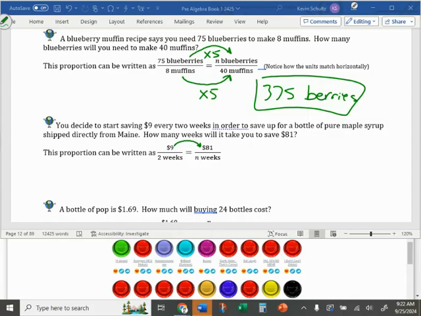Times 9. So, Marina, what are you going to do in the denominator with your 2 weeks? Times it by 9. And how many weeks will it take you to save up $81 for this pure maple syrup, Liam? 18 weeks. Proportions can be a very, very helpful tool to visualize what's going on. Because once you get it set up like this, you now have a method to solve this.